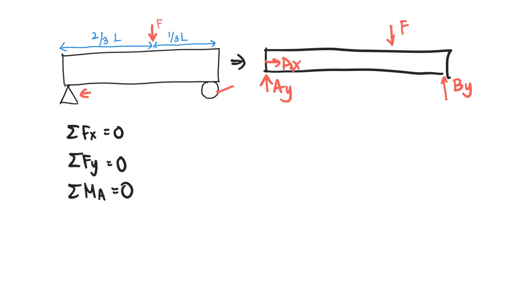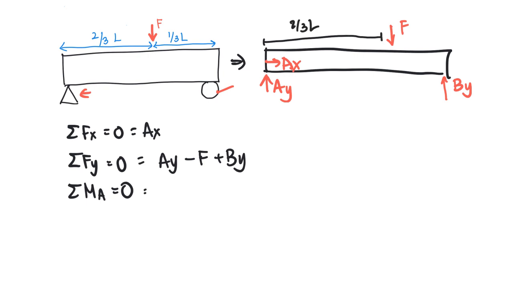Now it's a matter of just writing our equations. For all the forces in the X direction, there's only force AX. We're going to look at all the forces in the Y direction. We know there's A in y going up, force F going down, and B in y going up. And now moment. You have to remember moment is going to be force times distance. In this case, everything is perpendicular, so we don't have to worry about angles. So force F times the distance, which is 2/3 L, and we're also going to look at the force B times the distance, which is L.